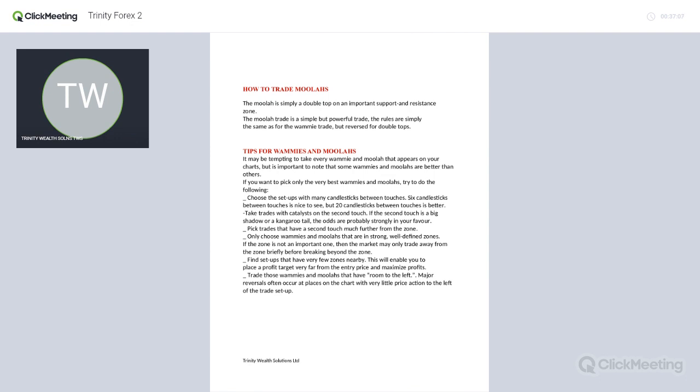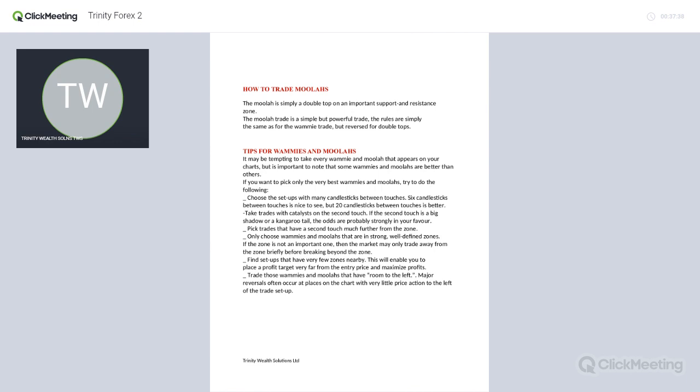I think we mentioned all that yesterday under the double tops and double bottoms. The more effective ones are where we have many candles between the first top or the first bottom and the second one. That's between the touches. Six candlesticks between touches is nice, but 20 candlesticks between touches is better. So the more candlesticks between the touches, the more chances that the market will play out in our favor, right?